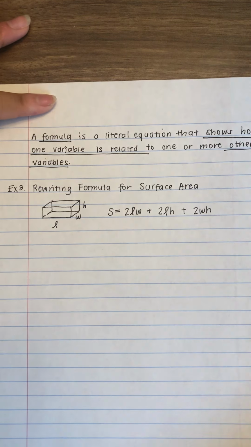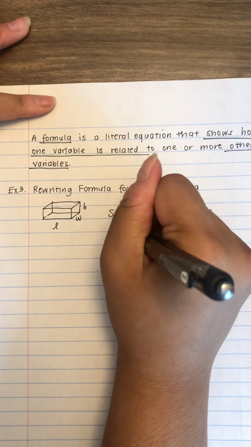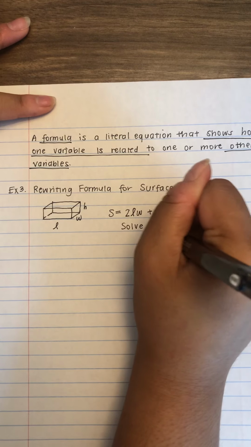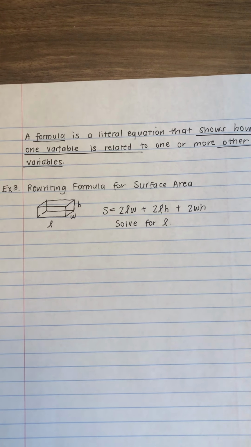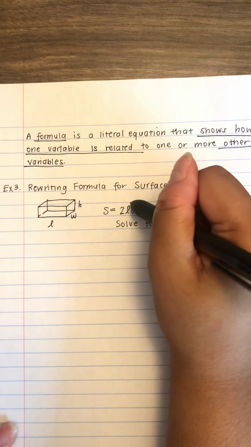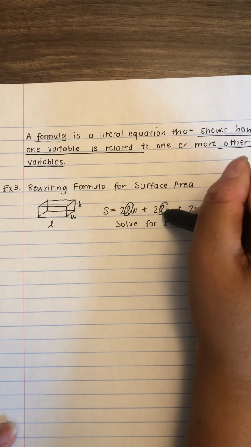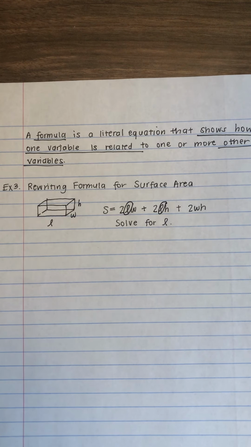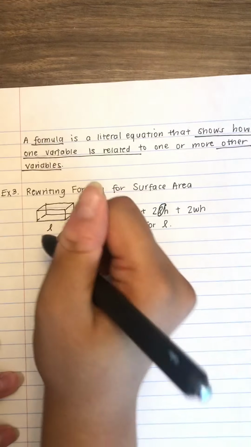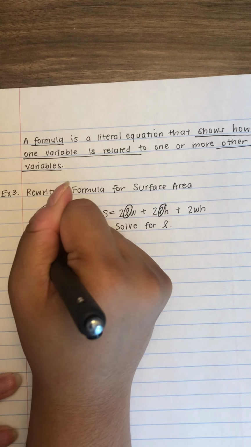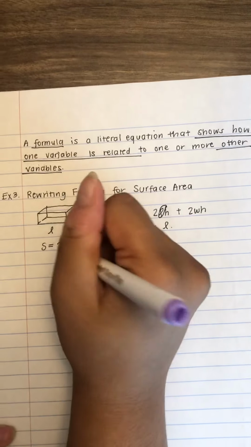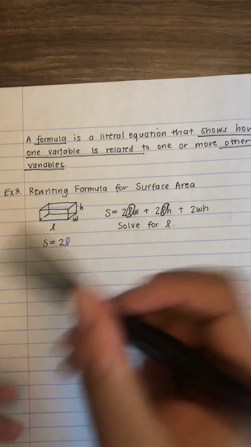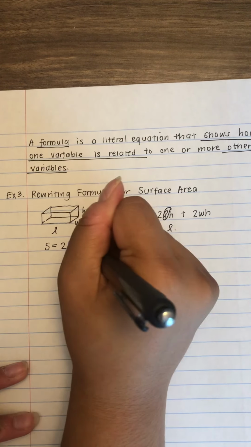We are going to rewrite this formula and solve for L, or solve for the length. So again, you can circle the variable that you're trying to solve for. I will go ahead and rewrite my formula and highlight or use a different color for the variable that I want to solve for.